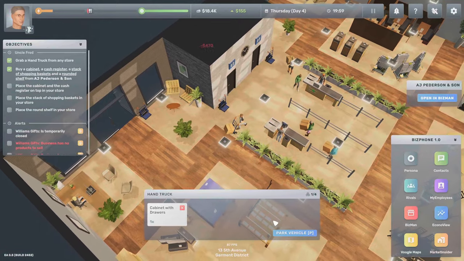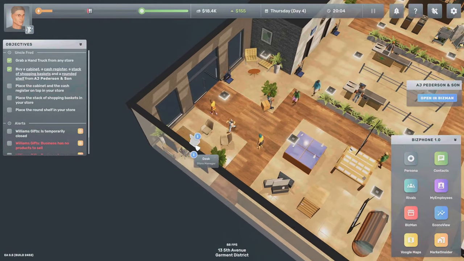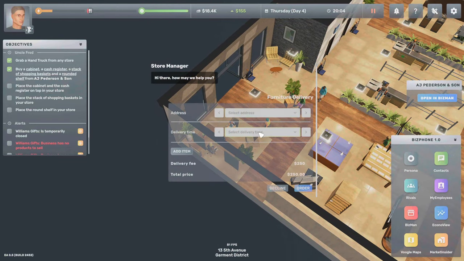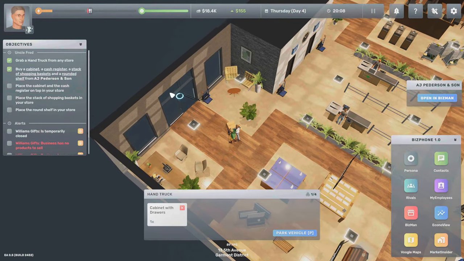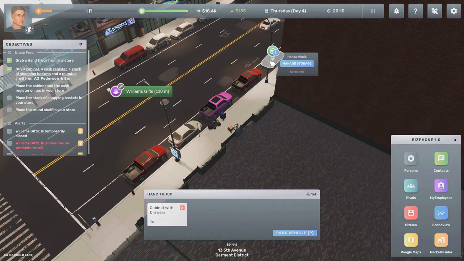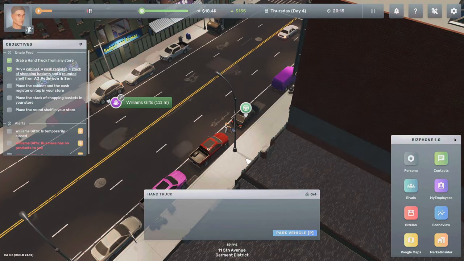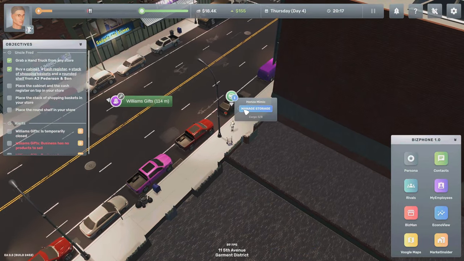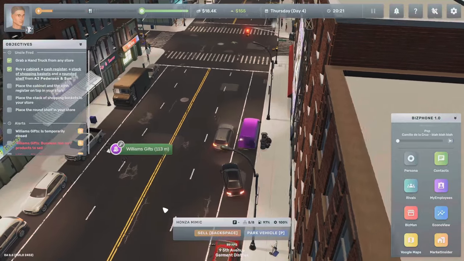Thank you. Going to park the vehicle and talk with you. Hi there, how may we help you? Now, I'm going to decline this and take my hand truck. This just added her phone number to our phone, so we can call them whenever we feel like it. I'm just going to park there. Really need a hand truck.